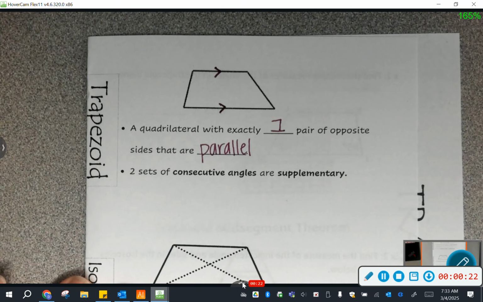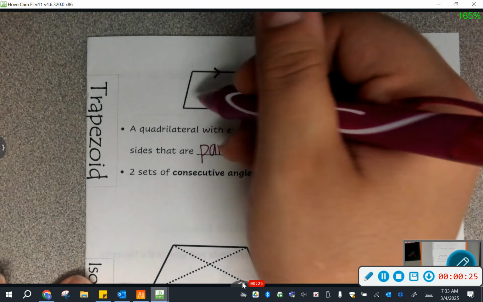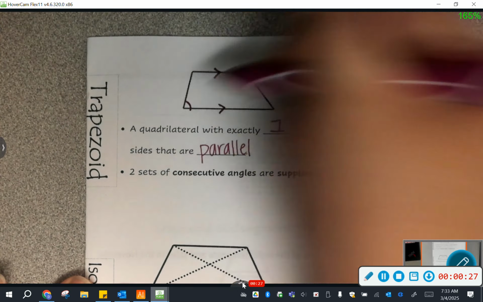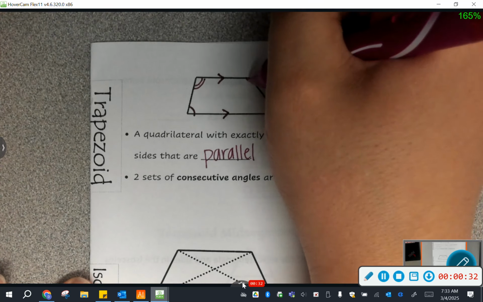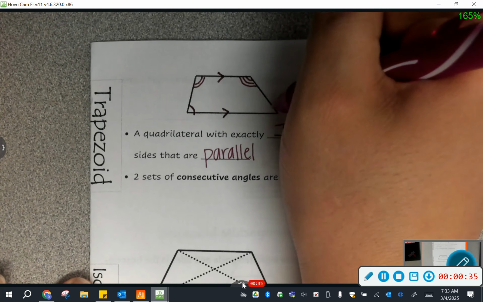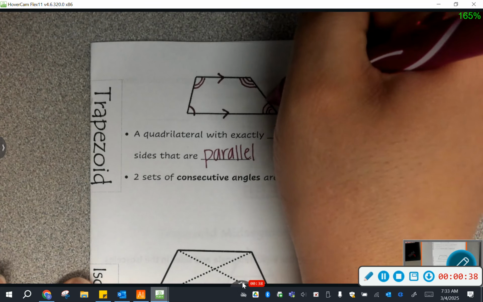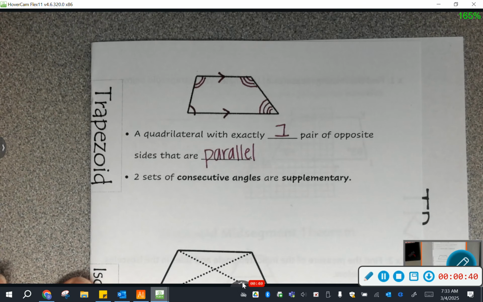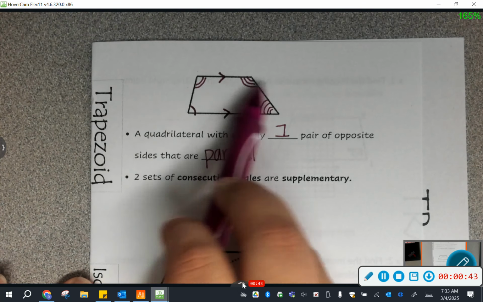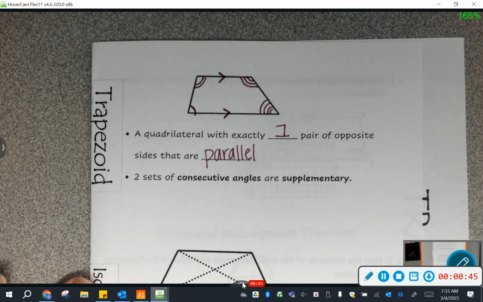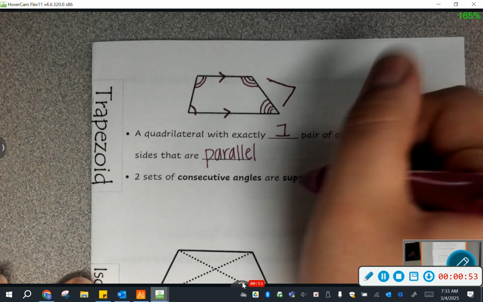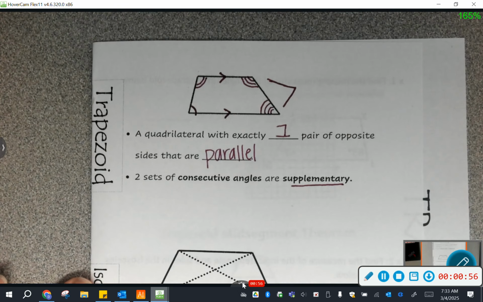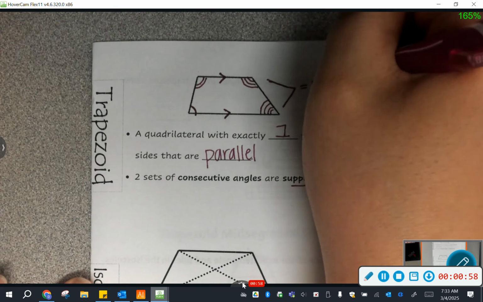The other special thing about trapezoids is that they have 4 different angles. Here's one. Here's another. There's another, and then 1, 2, 3, 4. They have 4 different angles. So you're not going to necessarily have the same numbers in trapezoids, but what's special about them is these 2 angles are supplementary. What does that mean? These 2 angles equal 180.